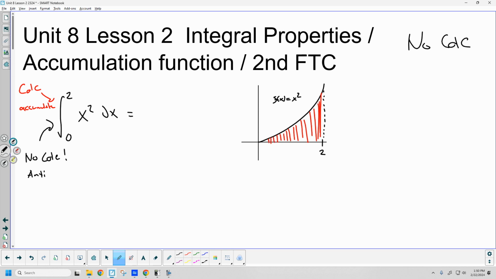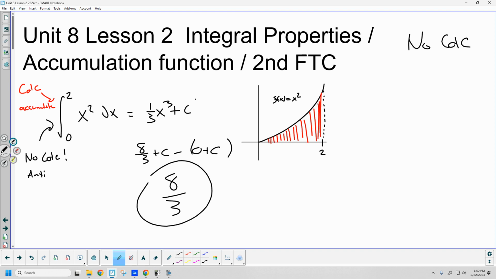Why is that the symbol for accumulation? Because for years and years, the only way we could accumulate was the antiderivative. So you take the antiderivative, you get 1/3 x cubed plus c, you then plug in 2 and plug in 0 and you subtract them. You get 8/3 plus c minus 0 plus c, and you just get 8/3, that's 2.666666. So remember, calculator accumulates. Without a calculator, we antiderive.